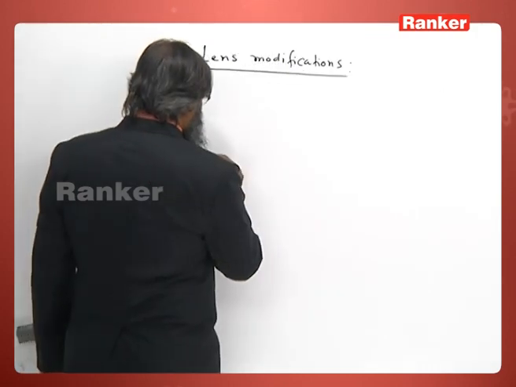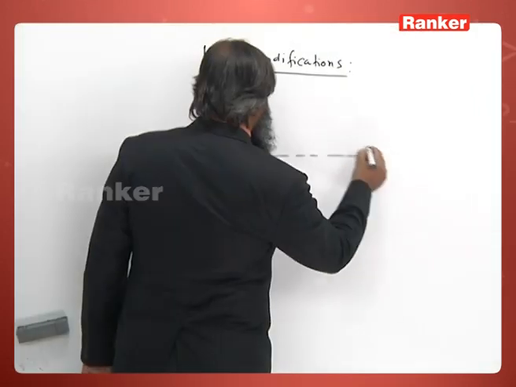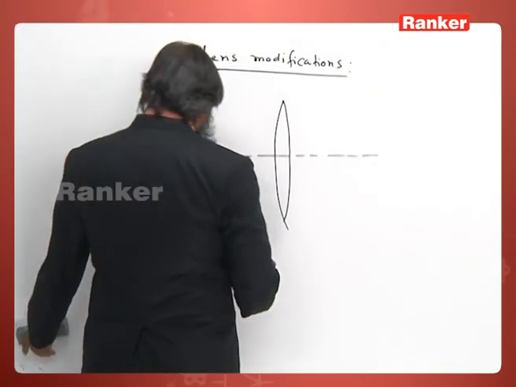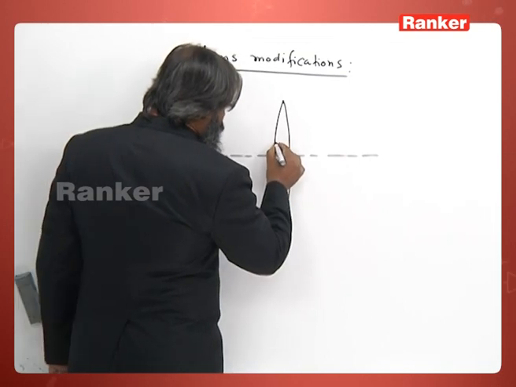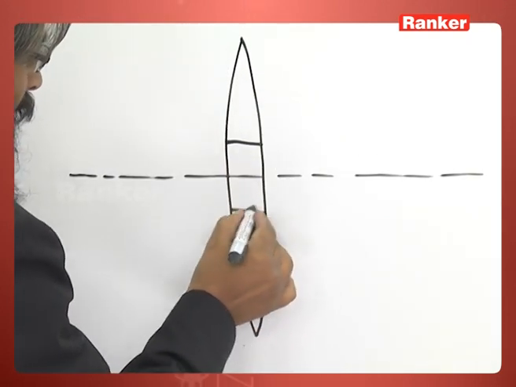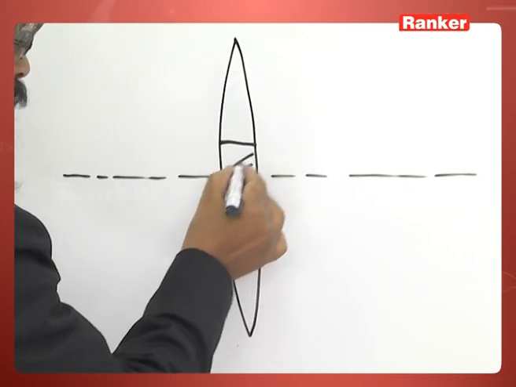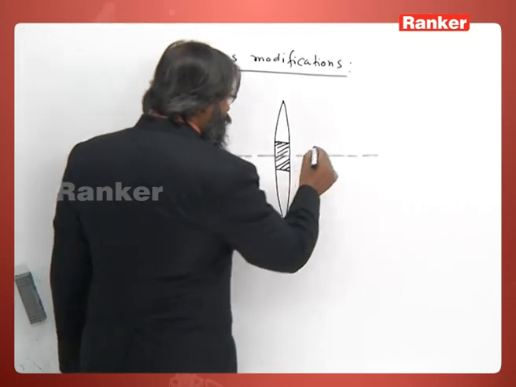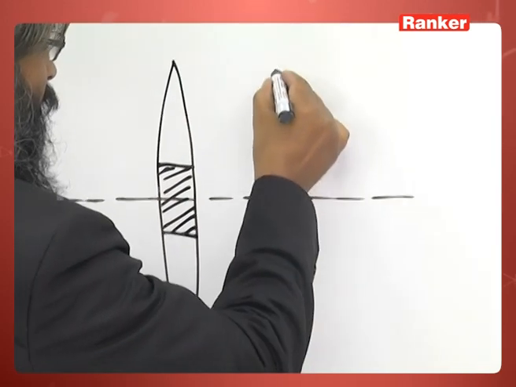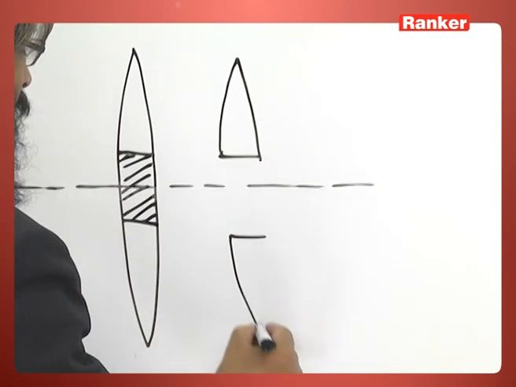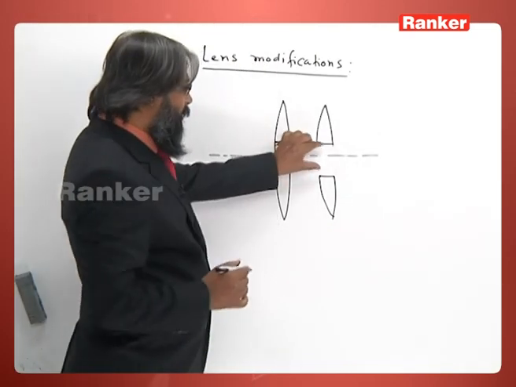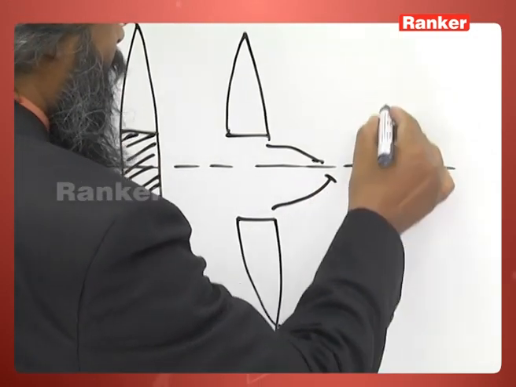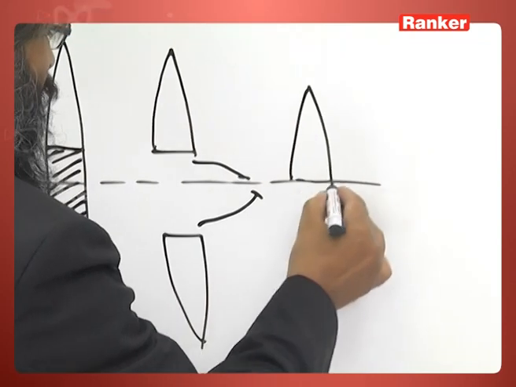Now suppose I had a lens like this. What I have done is cut out a portion of this lens. This portion has been removed. I am going to remove this, so when I remove this, the situation will be like this. This will be empty. Then I have brought it here, and again pasted these cutout portions.